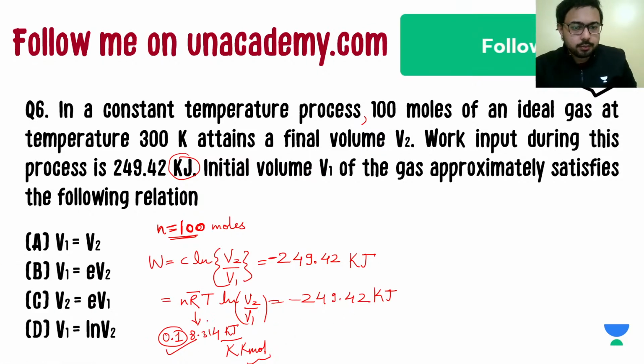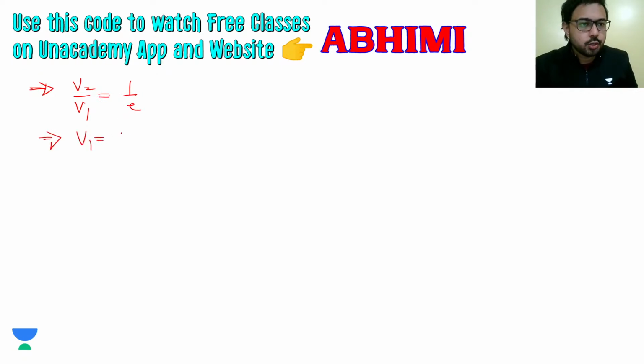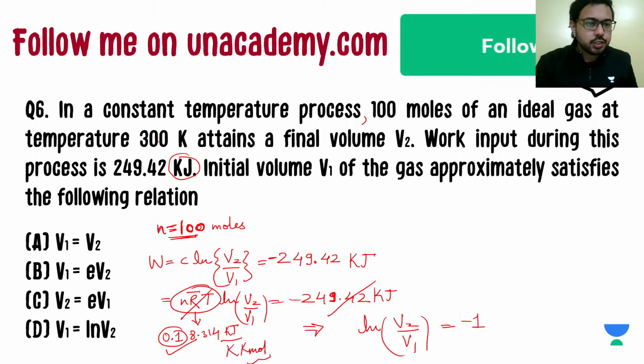So you will find that this value N R bar T is going to be equal to 249.42, and that 249.42 is here also as work input, so those two things will get cancelled out and you will be left with ln V2 by V1 equal to -1. So this is what you are left with, and if you just remove the log there, then you will get V2 by V1 is equal to 1 by e. So you will get V1 is equal to eV2. So this is your final relation between V1 and V2.